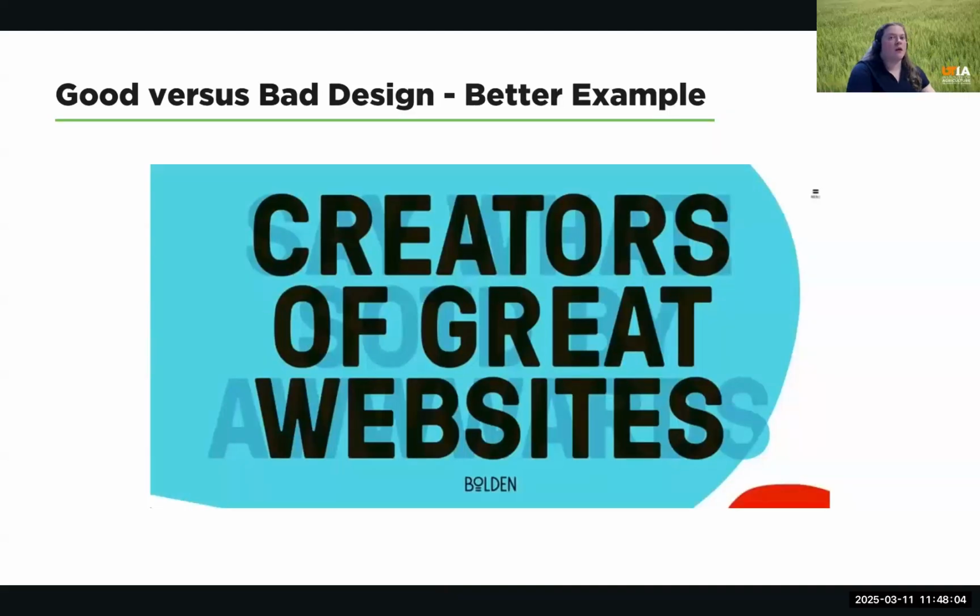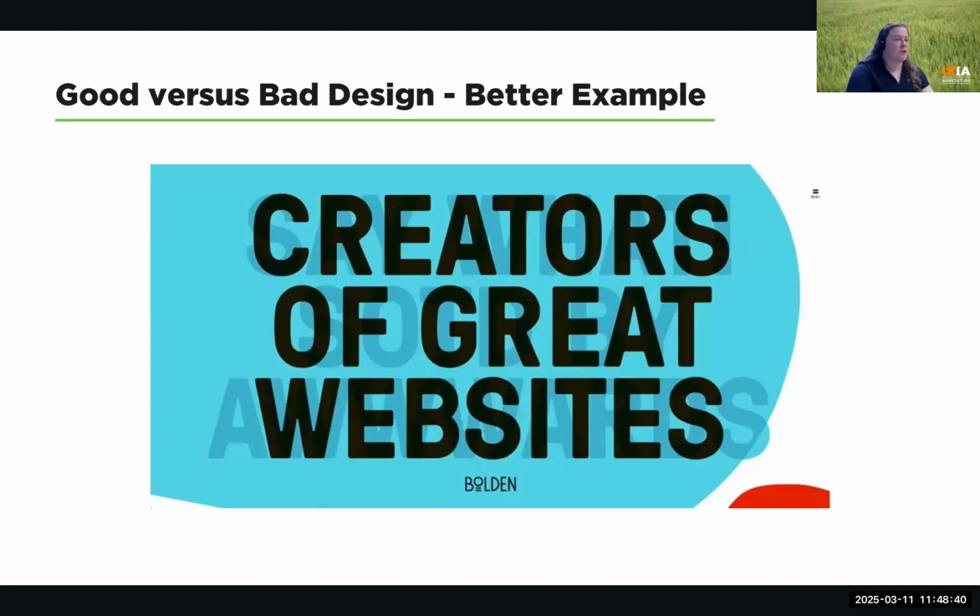Now, what about this one? Hopefully, when you take a look at this slide here, you can immediately see this design is much more legible. The words are much easier to read. There's still some shadows here in the background, but you can see the point of this image is that they want you to read creators of great websites. So where before it was the same message, it was kind of hard to see. This one is much more straightforward, it's legible.